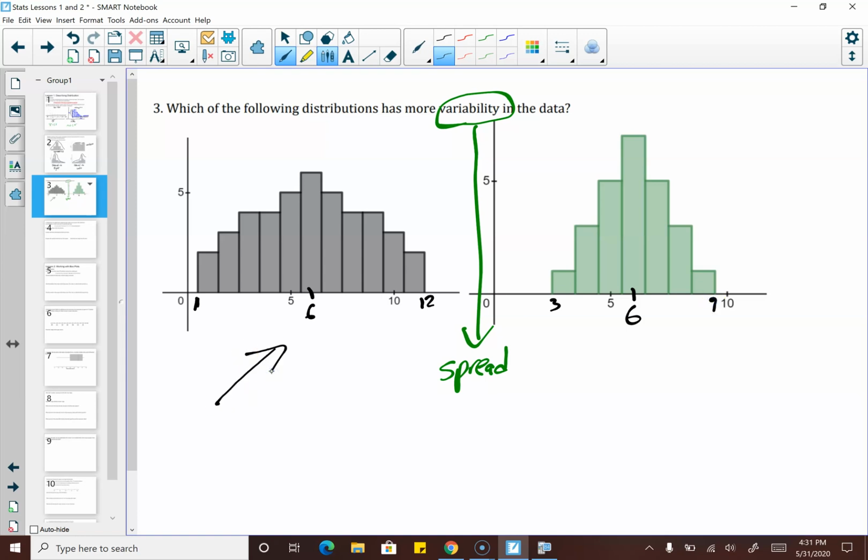So this histogram on the left-hand side has more variability because it is spread out further from the center. Here the center was 6, it only went from 3 to 9. Here the center was 6, but it went all the way from 1 to 12. So the bigger the spread, the greater the variability.